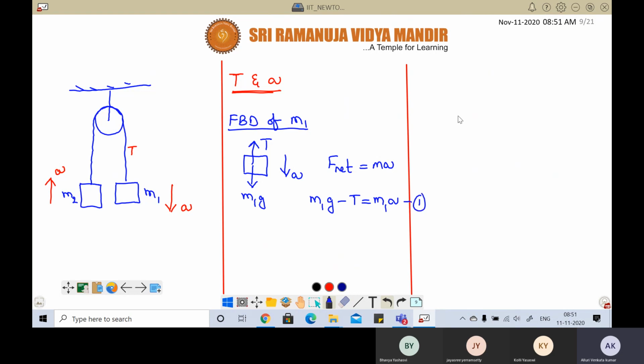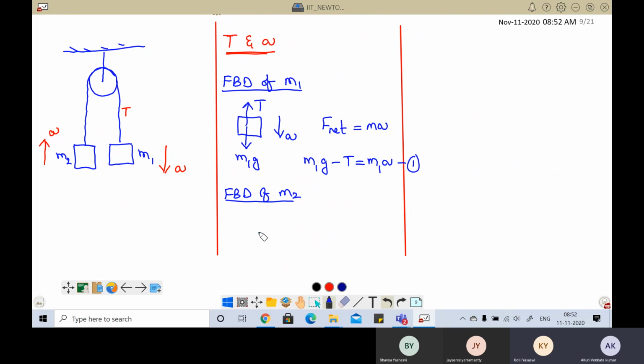Next, what about the free body diagram of block m2? The gravitational force will be m2g and the tension force towards upside. Is the tension the same or not? Yes, sir. It is the same.